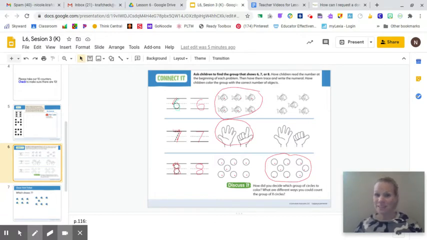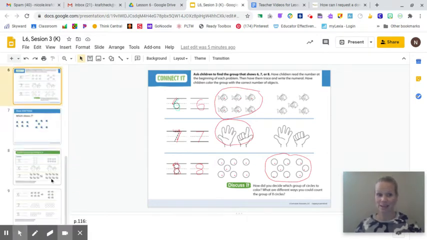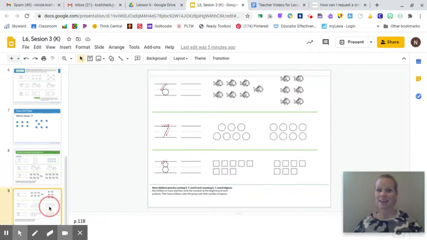So, friends, I would like you to then do this page, okay, page 115, and then you're going to get even more practice. I want you to do the next page where you're doing the same thing, and the page after that has the same directions, where you're tracing the number, writing the number, and finding the group with that many objects.